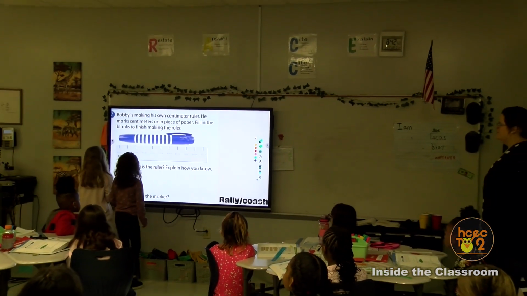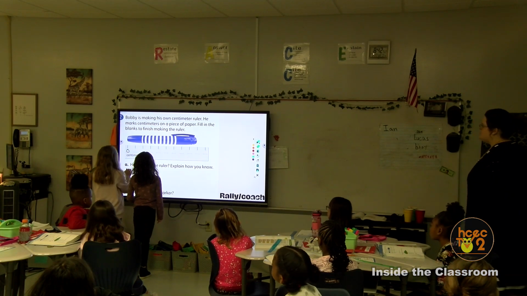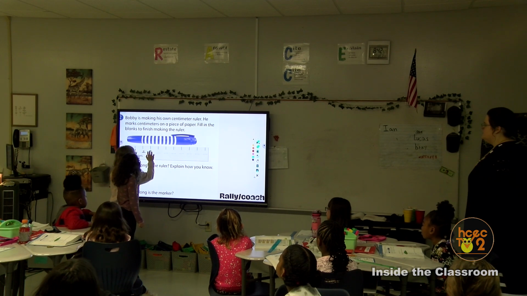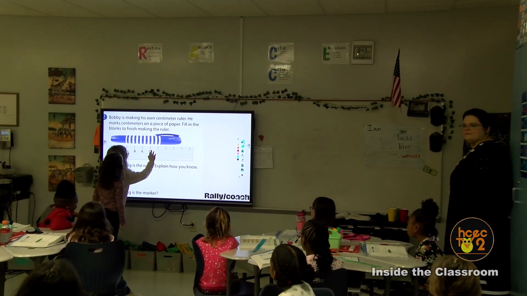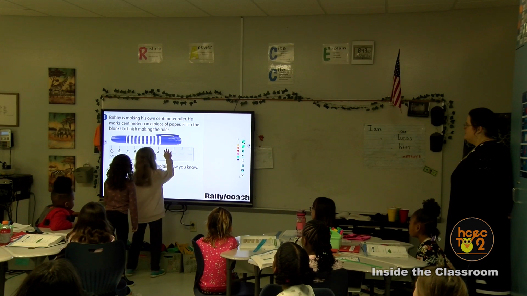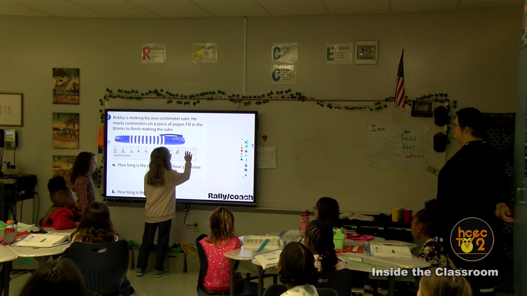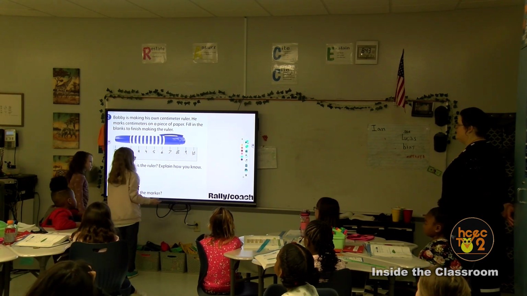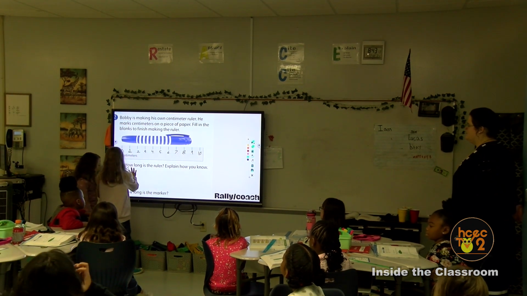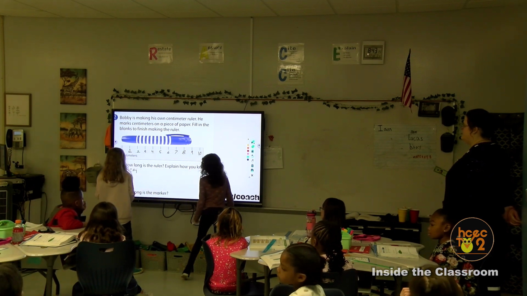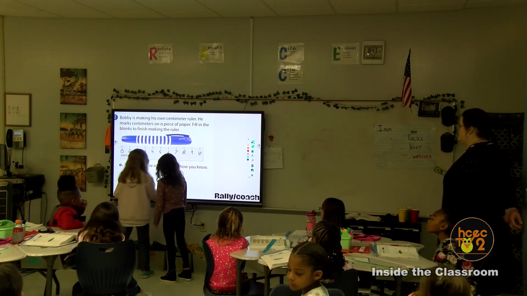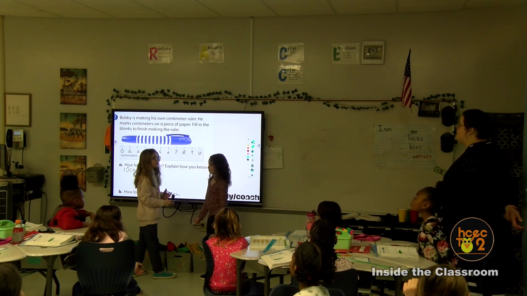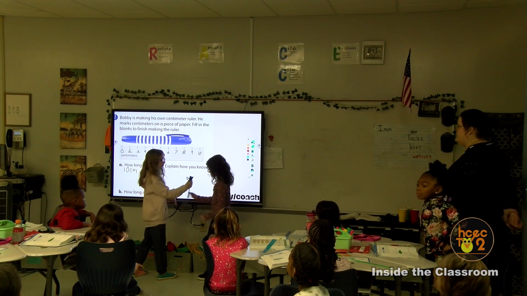Okay, so we showed the number of centimeters. We knew we had to start with 0, and we went 1. And we knew the ruler was 10 centimeters, and we knew that the marker was 9 centimeters long. So Vi, can you give the microphone to Paisley so she can explain the second half of what you did?